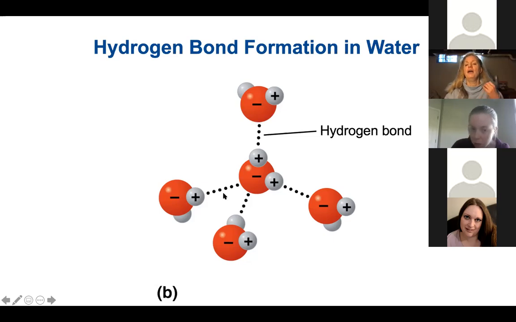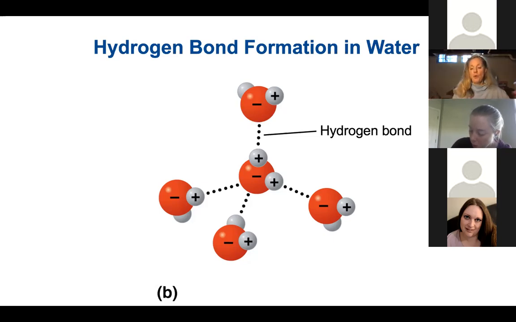And we call that a hydrogen bond, okay? This hydrogen's facing whatever electronegative element they have. And this is what confers so many of the special properties that we see with water.